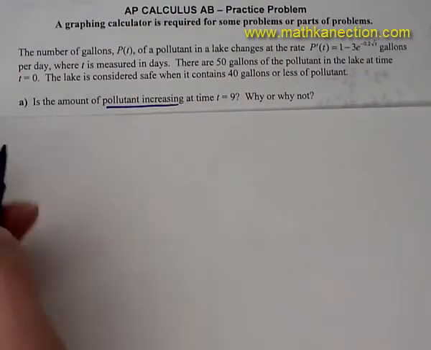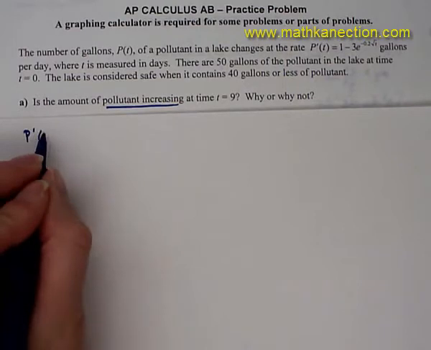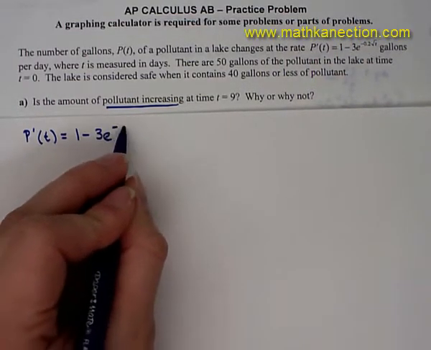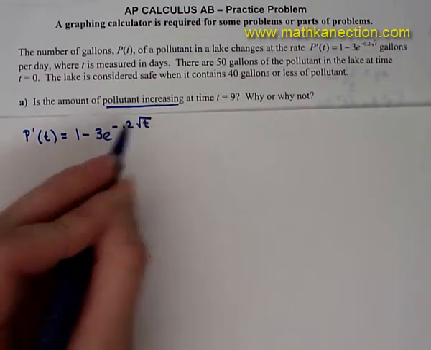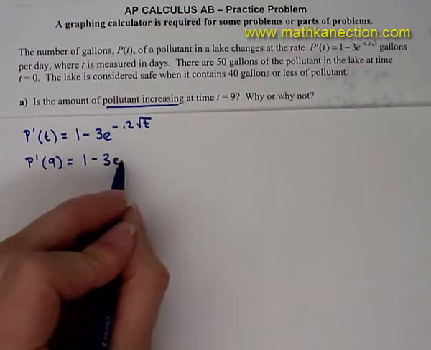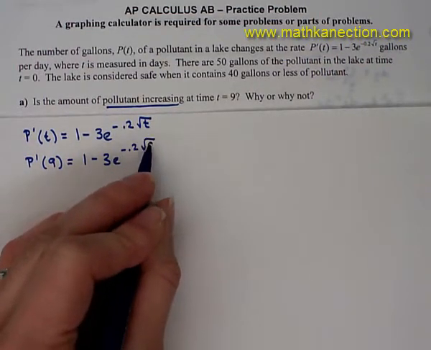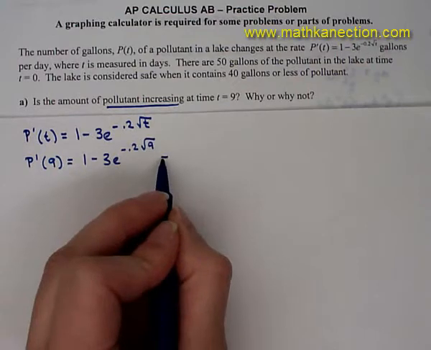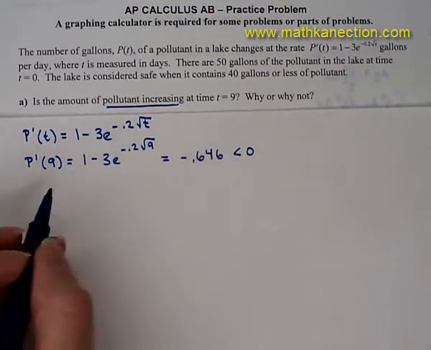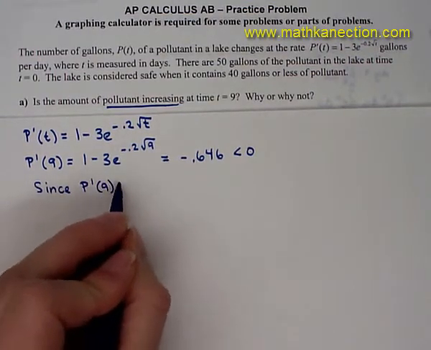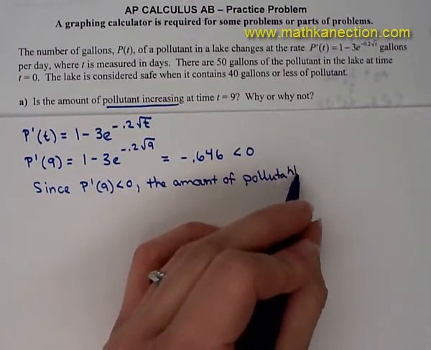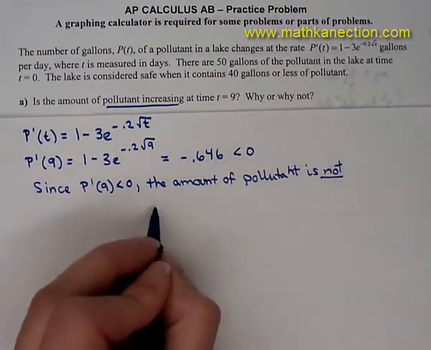The amount of pollution that we're looking for is increasing at time is equal to 9. We're talking about a rate. The given rate condition was p prime of t is equal to 1 minus 3 e to the negative 0.2 square root of t, replacing in the value of 9 since we're looking for the rate at which we're increasing, which is negative 0.646, which is less than 0. So since p prime of 9 is less than 0, or negative, then the amount of the pollutant is not increasing at time is equal to 9.